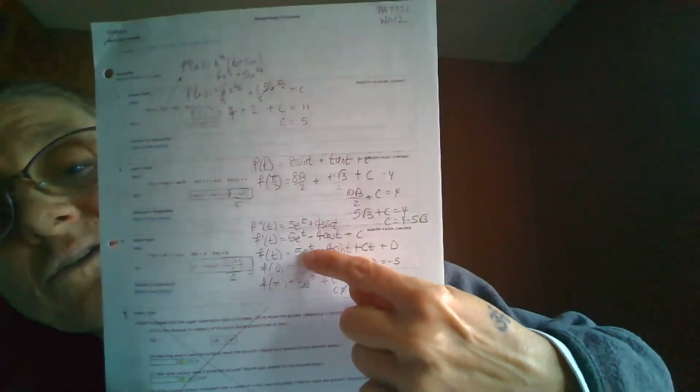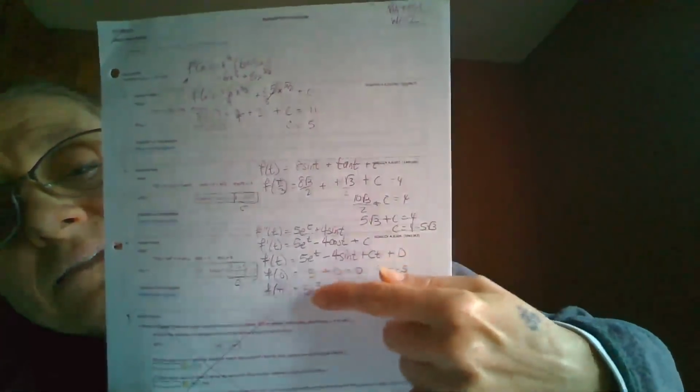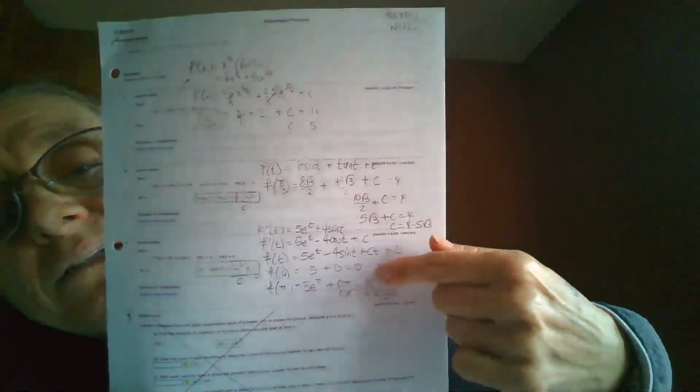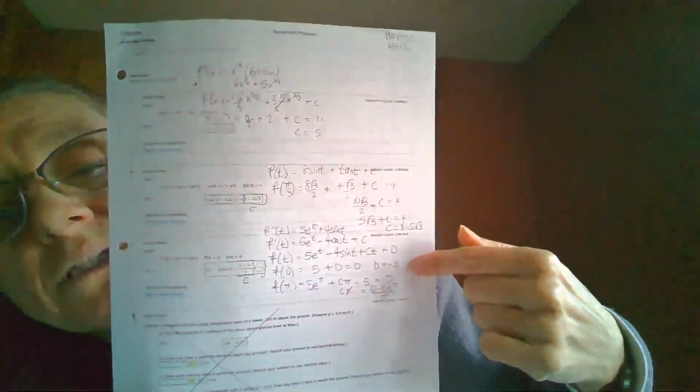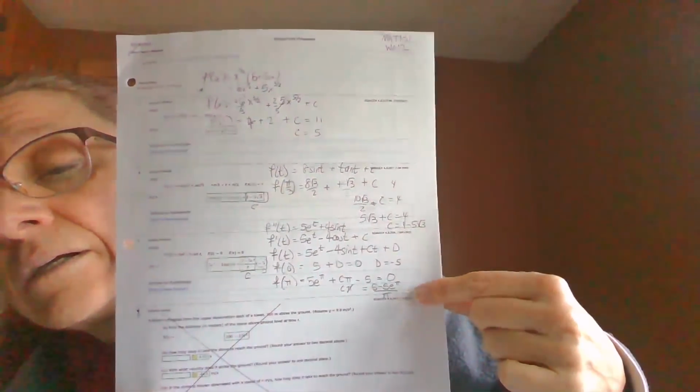F of 0 is equal to 0. So that means that the e to the 0 is going to go to 1. So that makes that 5 because it's 5 times 1. And this is going to 0 out. Then we just have, that's going to 0 out. The d is just going to come down. So then I'm just going to solve. So d is equal to -5. And then I'll use the other initial condition to figure out what c is.